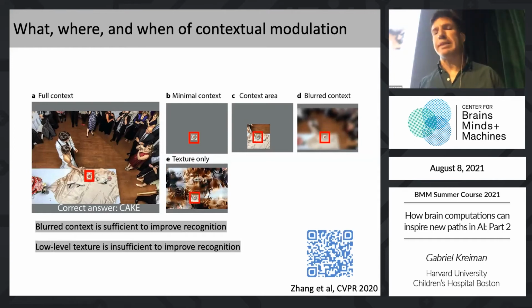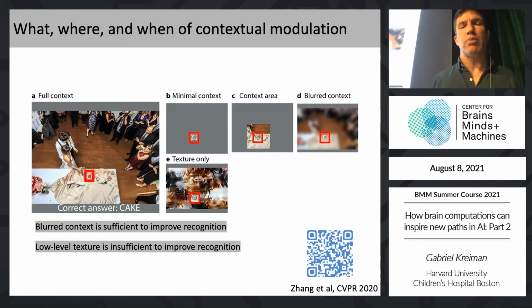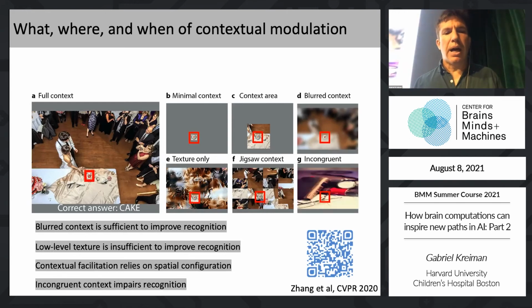Low-level texture, however, is insufficient. So if we take all the peripheral information and we create what's called a Portilla-Simoncelli mask, meaning that we keep a lot of the low-level statistics of the stimulus, that's not sufficient for recognition. Humans as well as the model fail in that case. The contextual configuration is important. If you start scrambling the image, for example, the contextual facilitation disappears. And then several people have done this type of experiments where you paste an elephant inside the refrigerator or do incongruent context. And incongruent context impairs visual recognition.